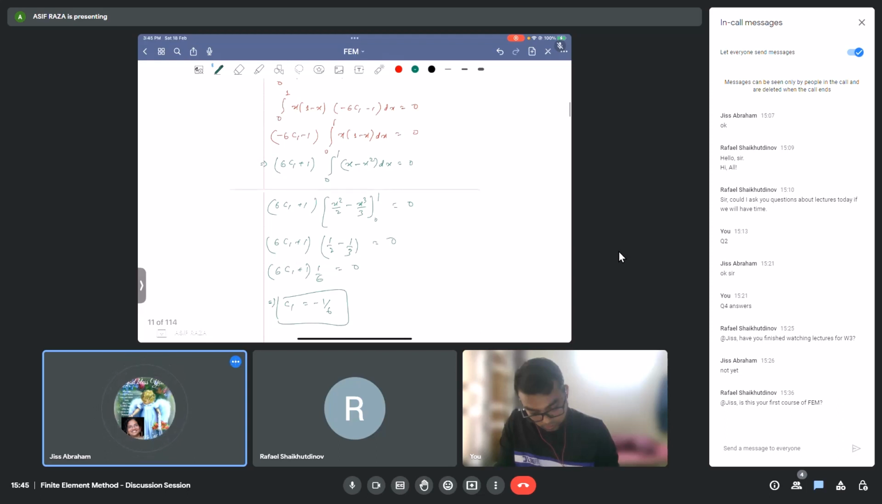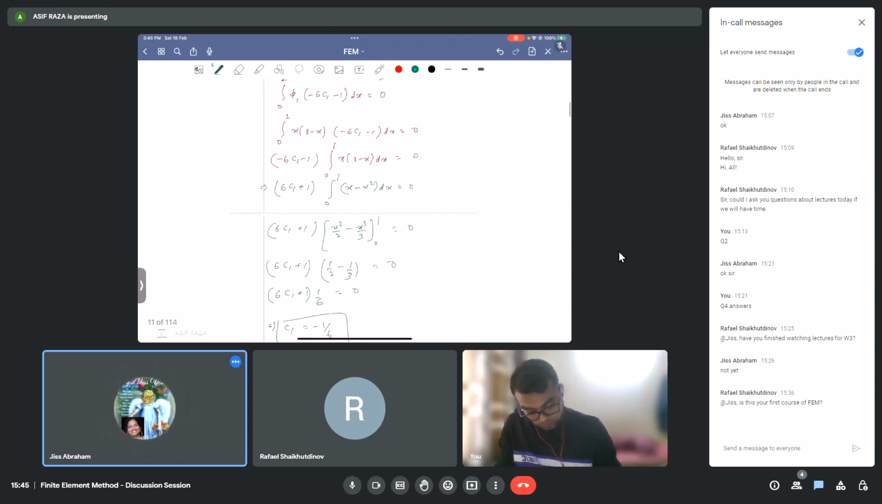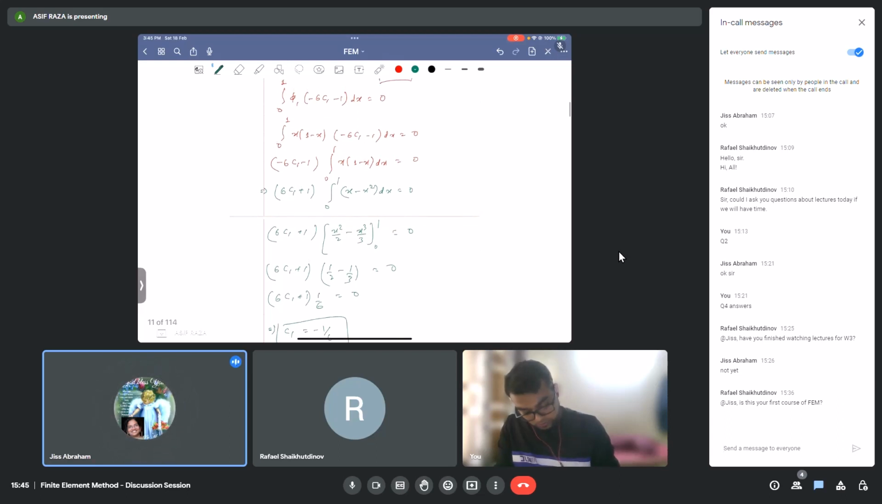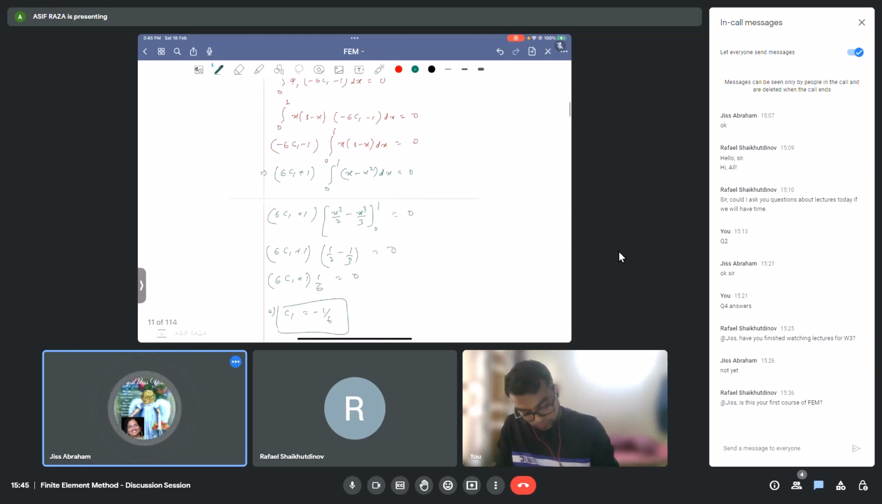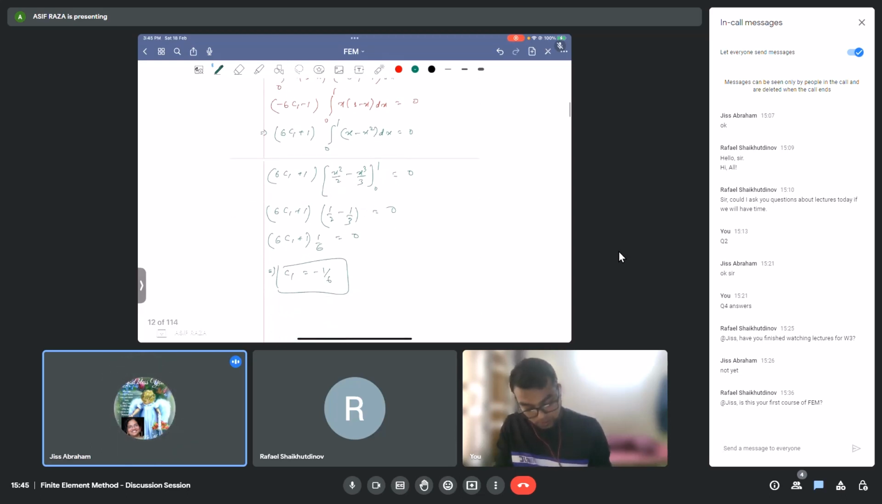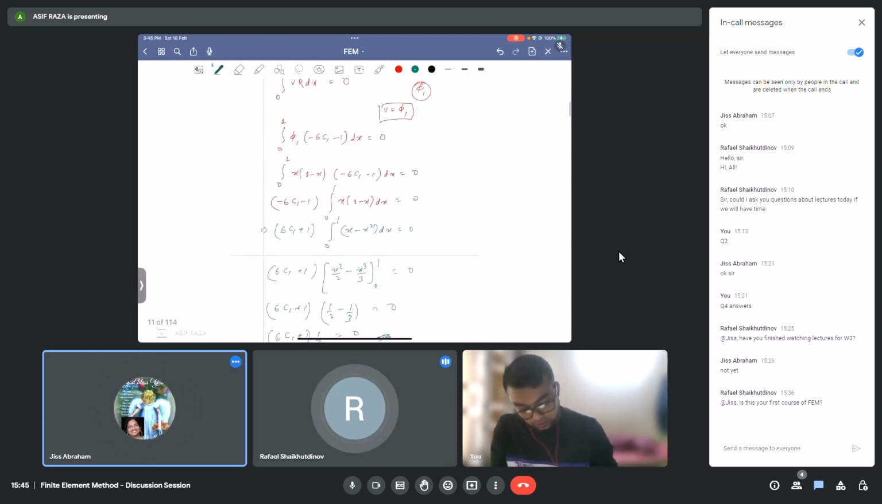6c1 plus 1 into 1 by 6 equal to 0. From that, 6c1 plus 1 equal to 6. And you will get 5 by 6 from there. No, here it won't give. I think, somewhere, residual.